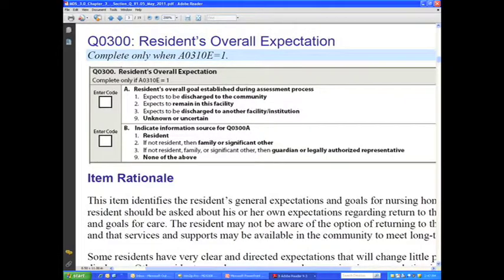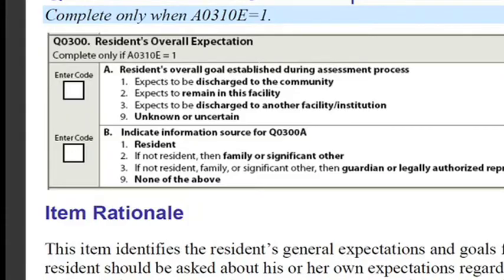If you look at your handout, O300 is very easy. O300A, select 1 for residents' overall goal. Code 1 if they expect to be discharged to the community, 2 if they expect to remain in the facility, 3 if going to a different facility, or 9, unknown. So now let's play a little game. I'm going to give you a couple examples. Let's play How Would You Code?